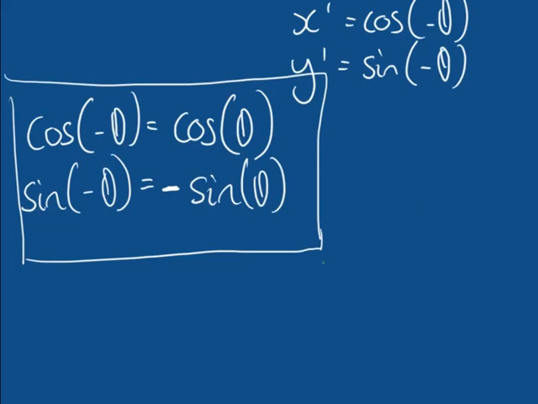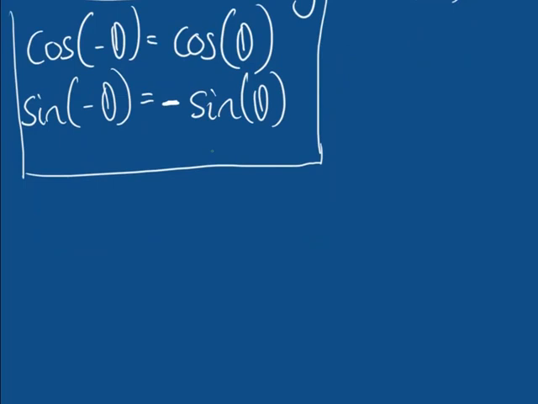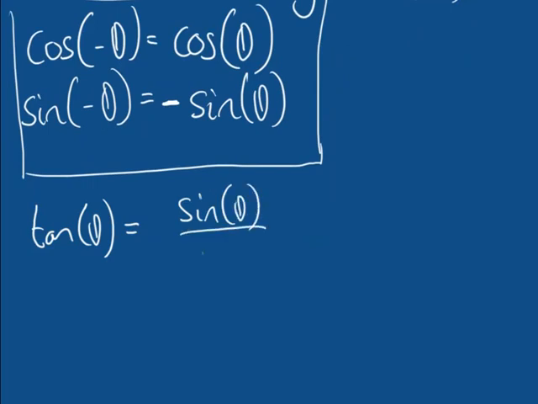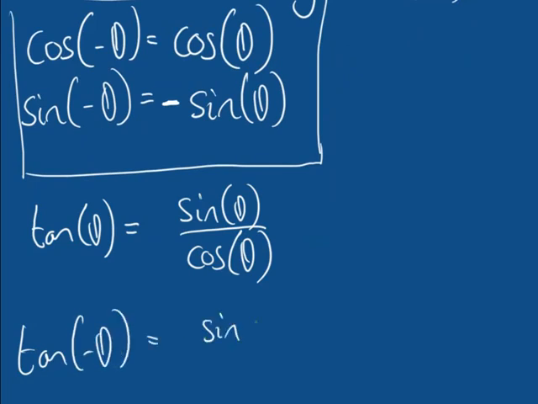Now we can actually extend this further to see what happens when we find the tangent of a negative angle. Earlier we defined the tangent of an angle in terms of sine and cosine. We saw it's equal to the sine of an angle divided by the cosine of an angle. Therefore, the tangent of a negative angle is going to be the sine of a negative angle divided by the cosine of a negative angle.